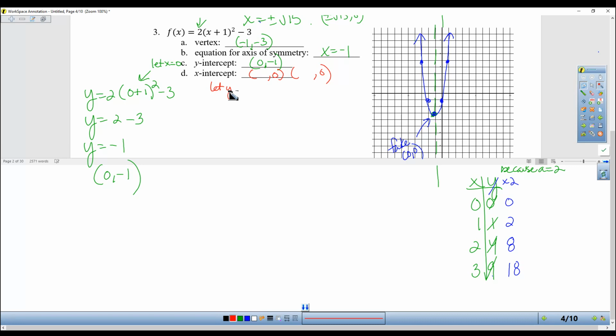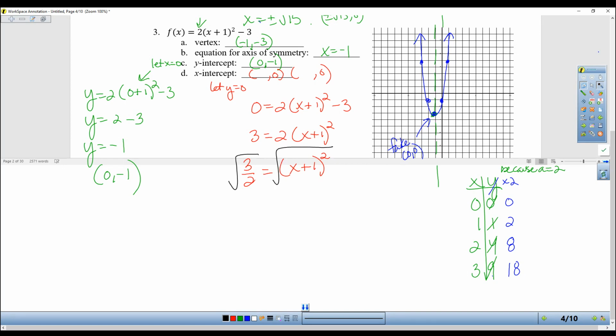Let y be equal to 0. It's just a matter of solving. Add 3 to both sides. Divide by 2. Square root both sides. Don't forget your plus or minus. And then subtract 1 from both sides. Negative 1 plus or minus the square root of 3 over 2 is equal to x.